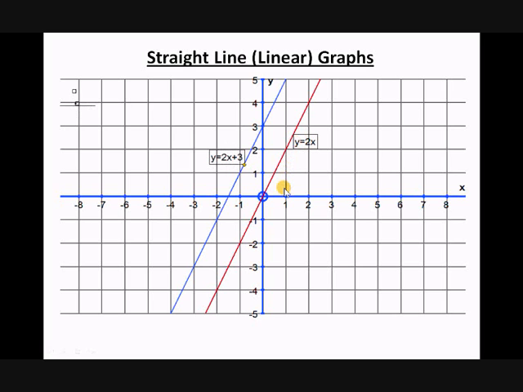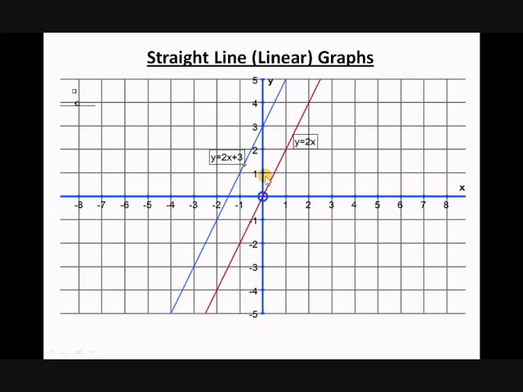So let's have a look at this one that I've drawn. This one is y equals 2x plus 3. The first thing I can notice is that the slope or gradient is still 2. Because they're the same, these two lines are going to be parallel. So the blue line is parallel to the red line because the gradient is the same.